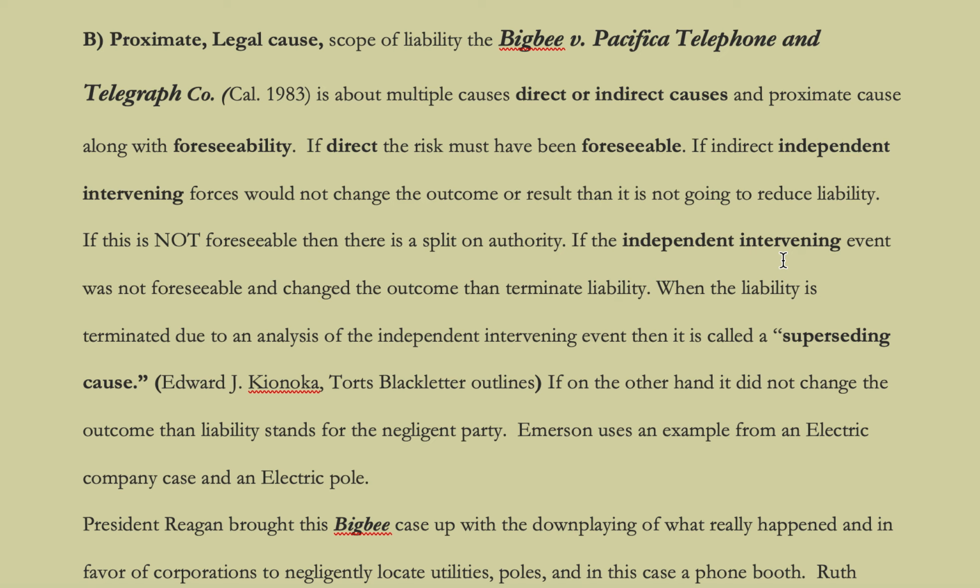But the location of it was so close to the highway. So the judge allowed it to go on and be decided, but it shows an example of direct and indirect causes and proximate cause and foreseeability. And that's what I just talked about a minute ago.